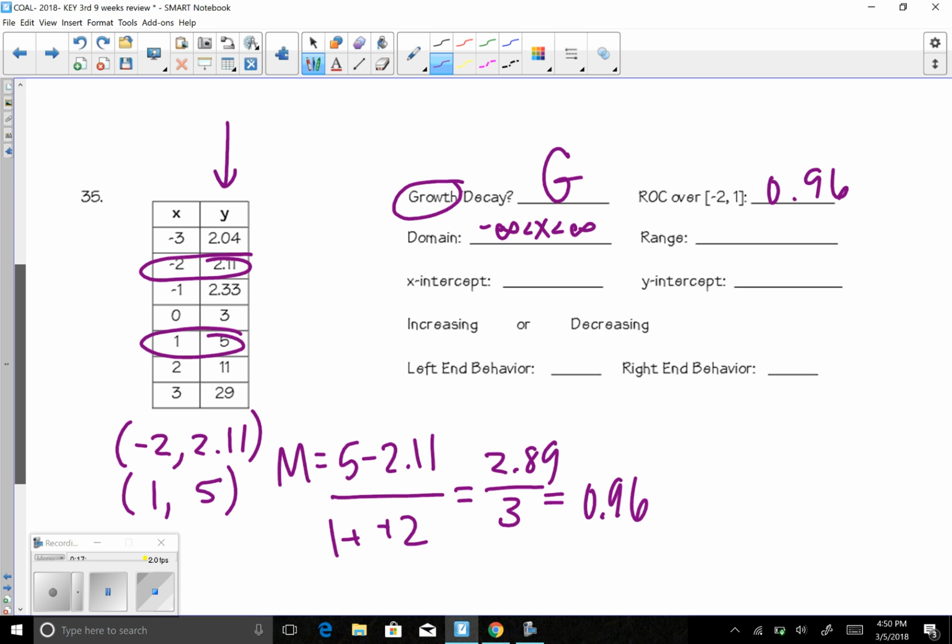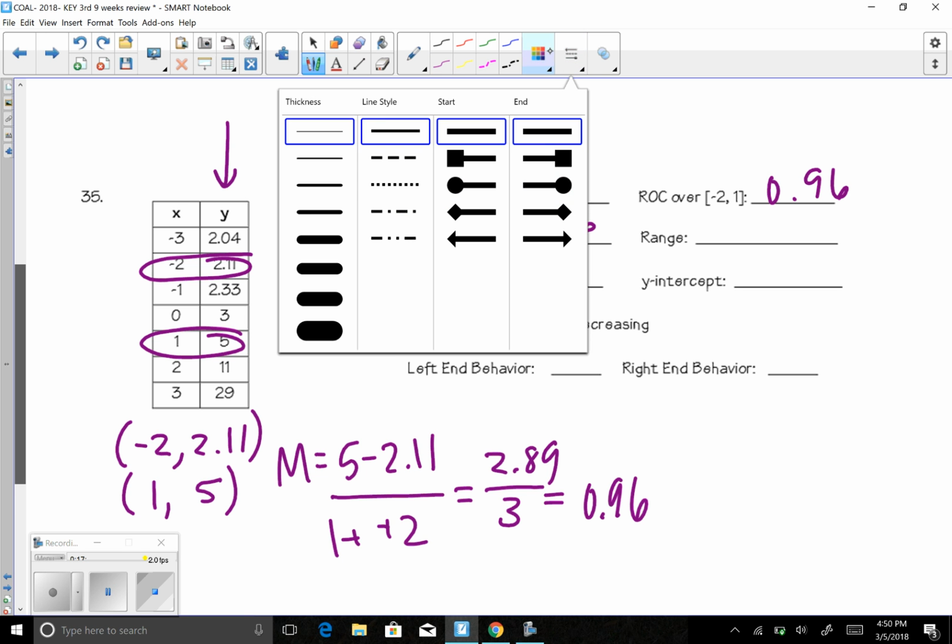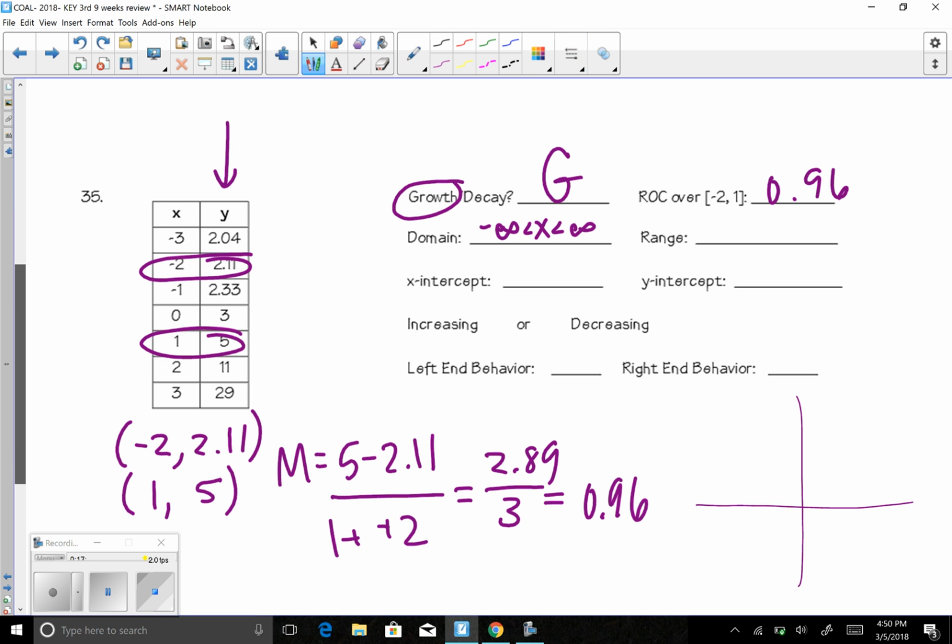Okay, so now the rest of this. What I like to do is make this pen a little bit smaller. I, for these, like to draw a picture, okay? So I'm just going to sketch some points on here so that I can kind of get a feel of what's happening. So 0, 3 is my y-intercept. I can plot that pretty easily. Then 1, 5 is somewhere over here. 2, 11 is probably going to be somewhere way up here, okay? So then I come over here, negative 1 is at 2.33, so that's somewhere right there.